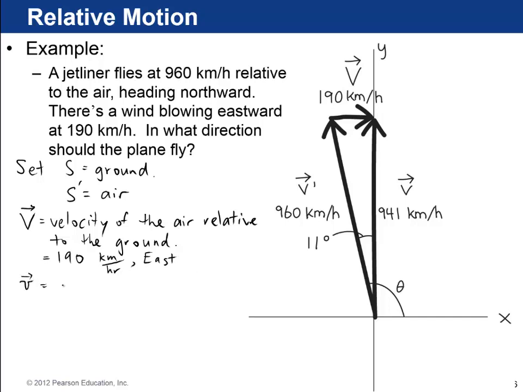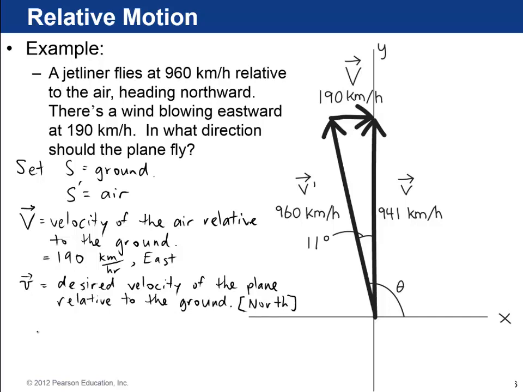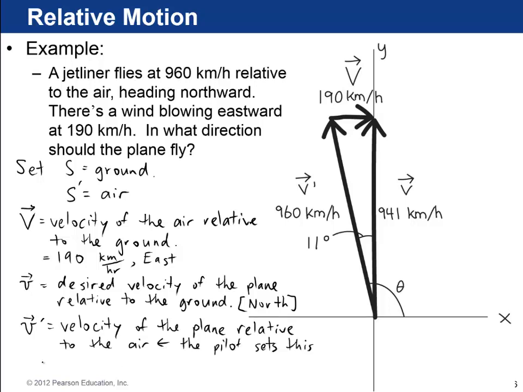Now lowercase v is the velocity of the plane relative to the ground. That's the desired velocity, and we're told that we want it to be north. Then lowercase v prime is the velocity of the plane relative to the air. This is what is set by the steering wheel, what the pilot sets, and we're told that the magnitude of that is 960 kilometers per hour. Okay, so now we'll use that equation: v is v prime plus capital V.